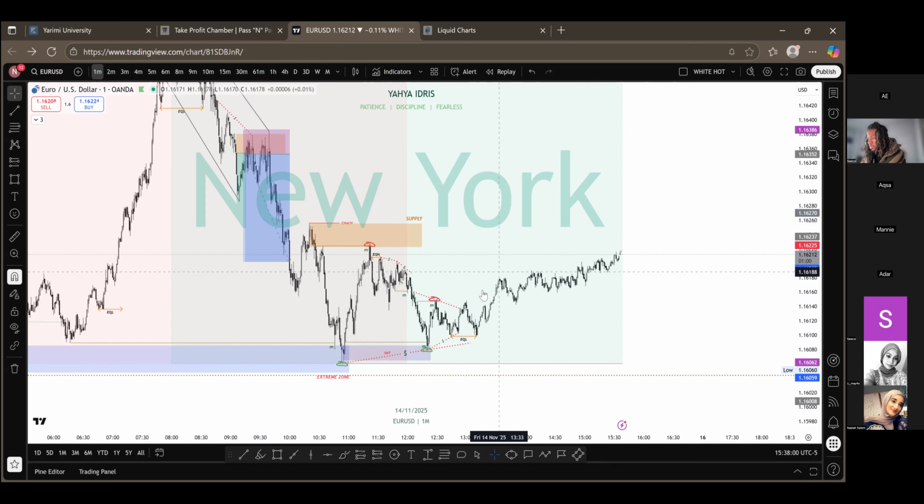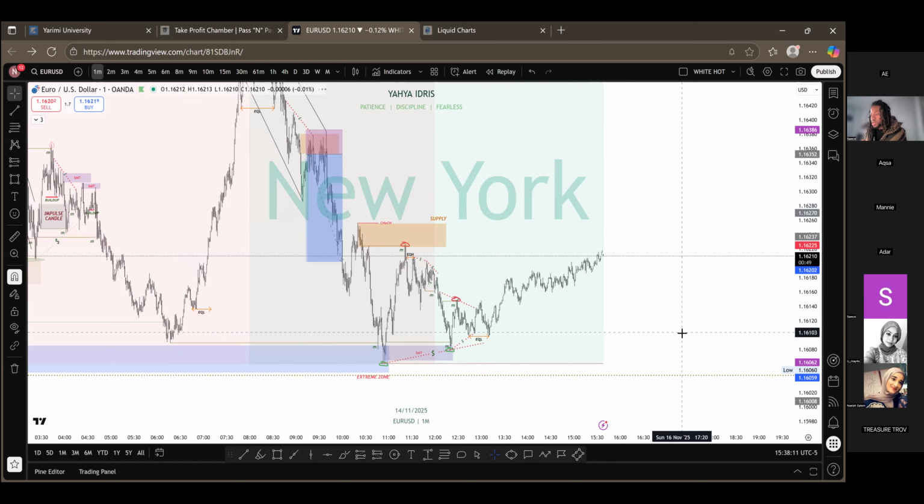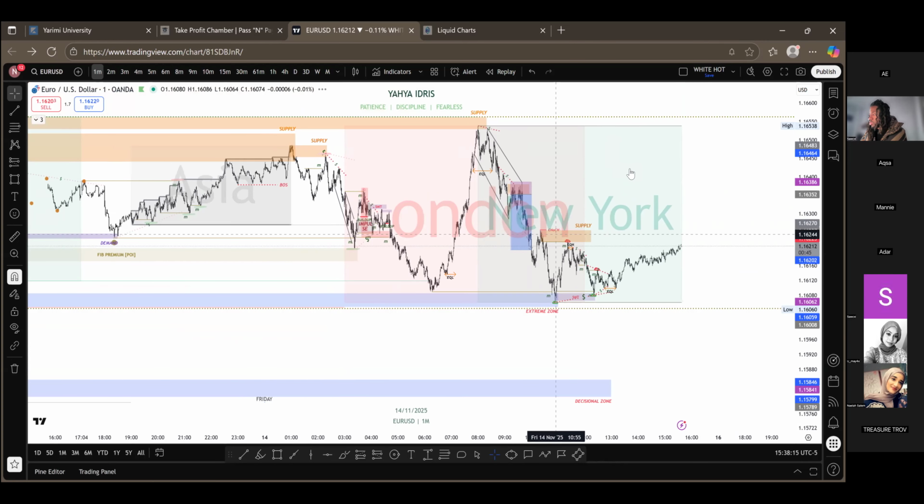But then once it broke above this, I said, all right, I moved to break even and I just closed the trade. So right now, as you can see, price is probably just going to come up, sweep these highs and then continue down probably through Asia. So that was pretty much most of those sessions. Took some losses, took some wins.